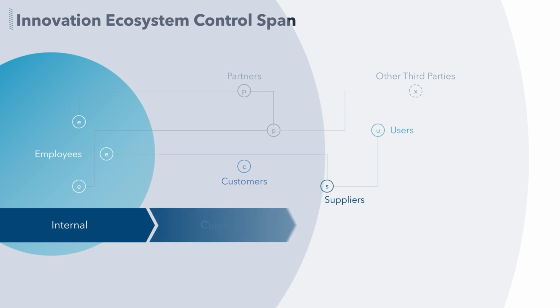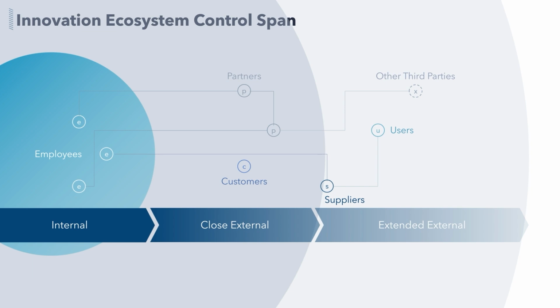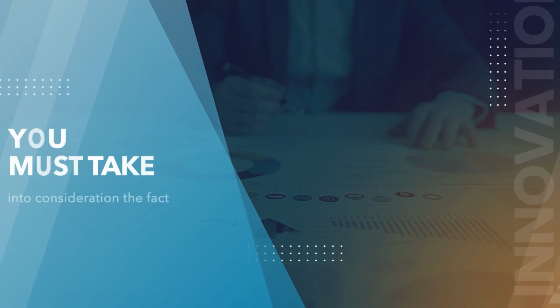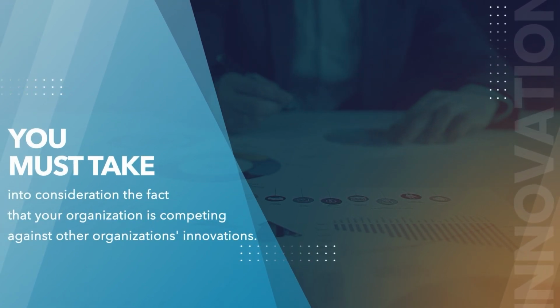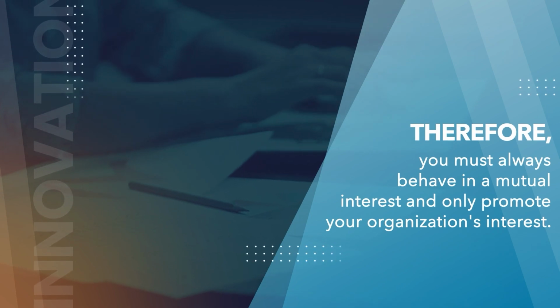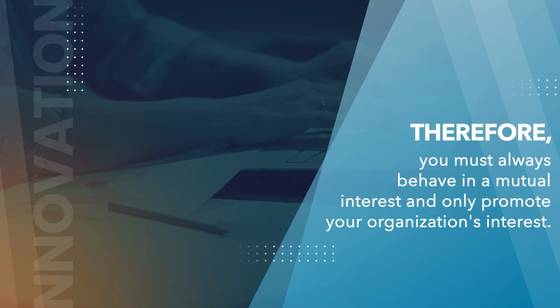Then the second and third layers involve the external ecosystem, which includes partners and suppliers who need to be influenced in order to achieve the organization's objectives. This means an external ecosystem cannot be managed in the way that resources are managed internally. The domain of influence refers to using persuasion rather than giving direct orders. You must take into consideration the fact that your organization is competing against other organizations' innovations. Therefore, you must always behave in mutual interest and not only promote your organization's interest.